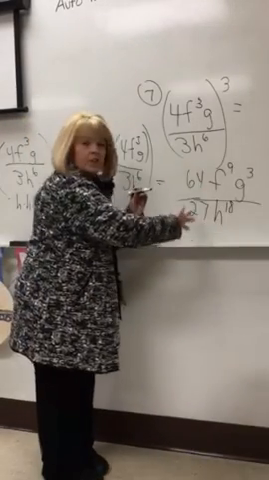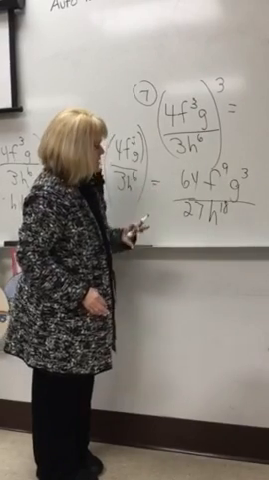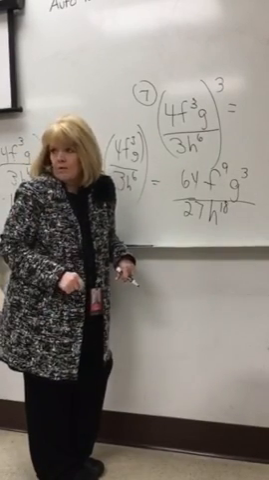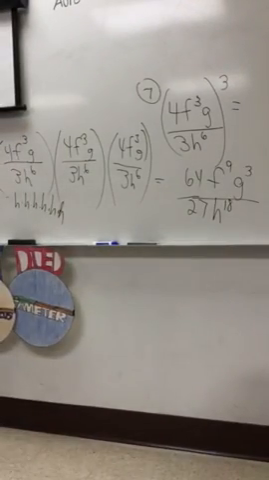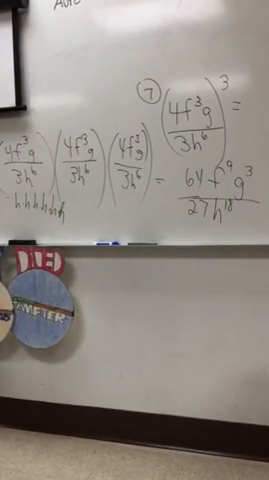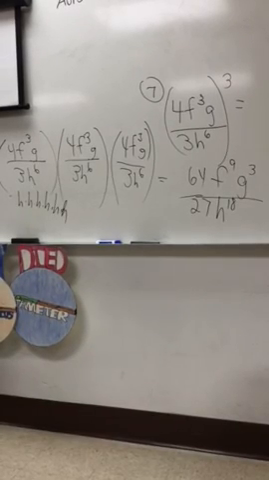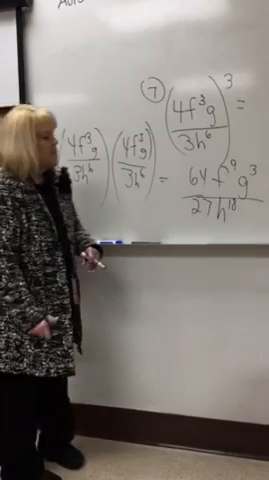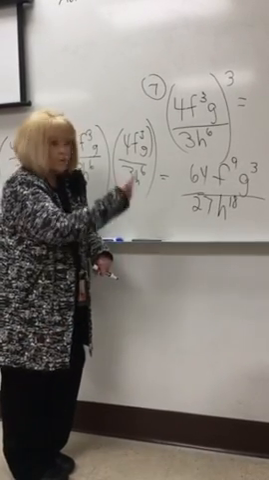None of these letters will cancel out, so you got to keep all those letters exactly where they are. But then you can simplify that, 64 divided by 27. Well, it comes out a decimal. 2.37. It comes out a decimal, and so we just leave it like this, and there's your answer.